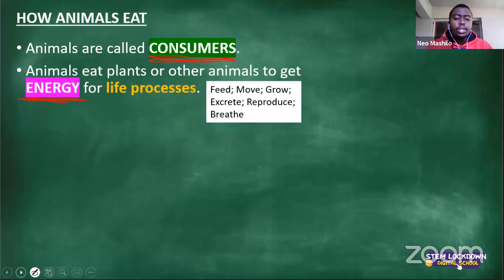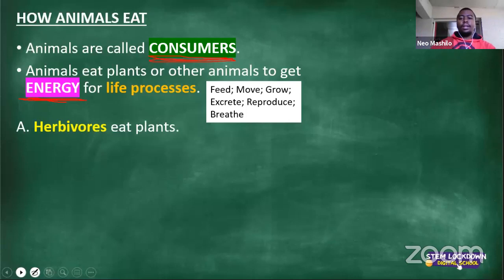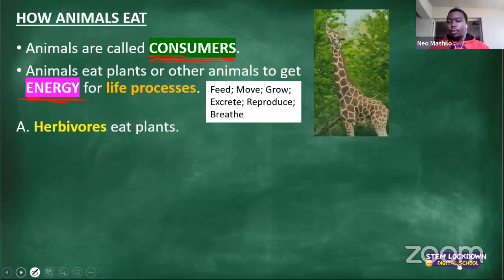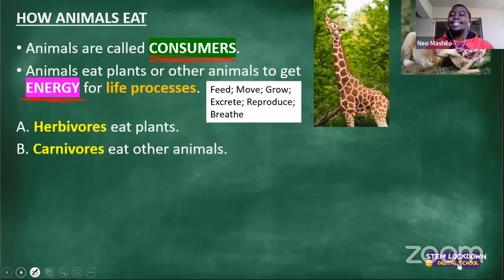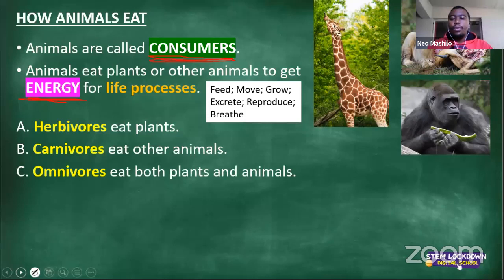We've already looked at this when we were looking at feeding relationships, but the first type of animal we're going to look at is a herbivore. Remember, a herbivore is an animal that eats plants only. And there we have a giraffe as an example. A carnivore is an animal that eats other animals, or meat only. And there we have a lion as an example. An omnivore is an animal that eats both plants and animals. And we have a gorilla there as an example.